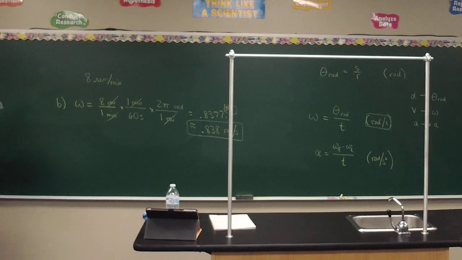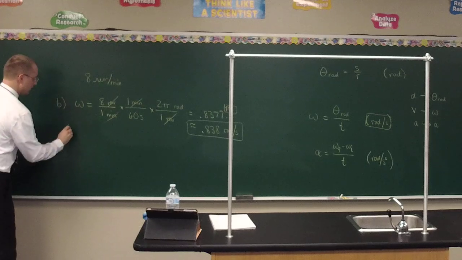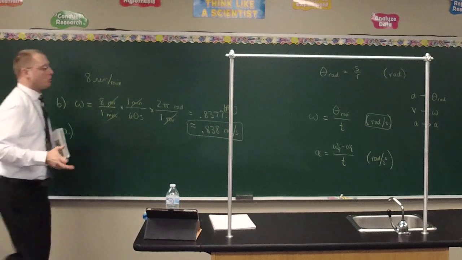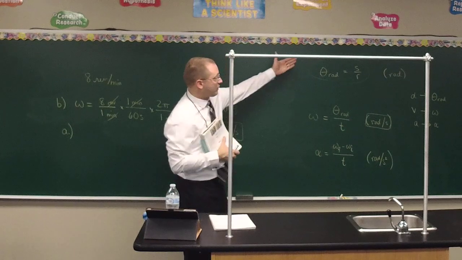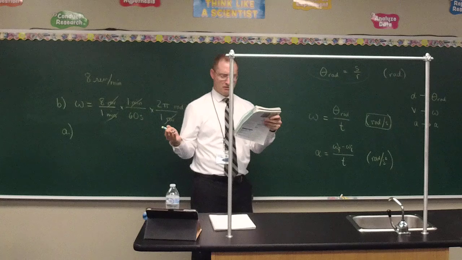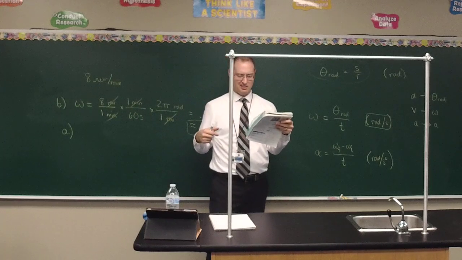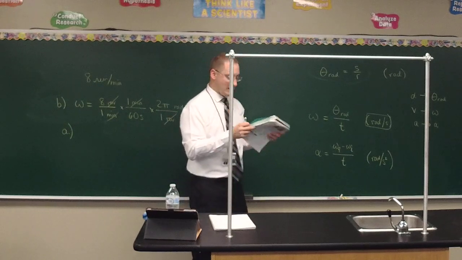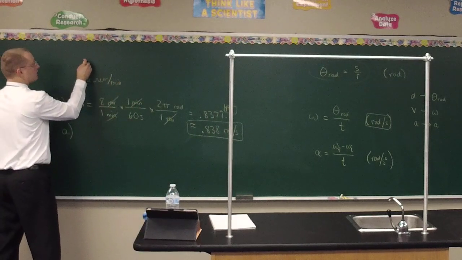Part A, find the total angular displacement in radians. Well, there's 2 ways to find angular displacement. One way would be to take the arc length divided by the radius. But do they tell me the radius of the merry-go-round? Do they tell me the total arc length traversed? No. They don't really tell me any of that. What they do tell me, though, is 5 minutes is the length of time.